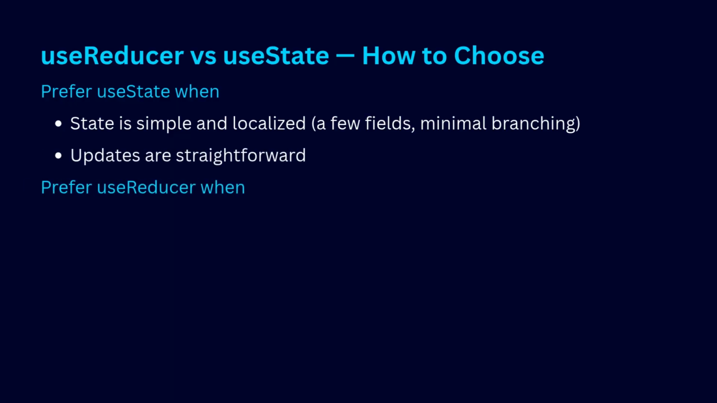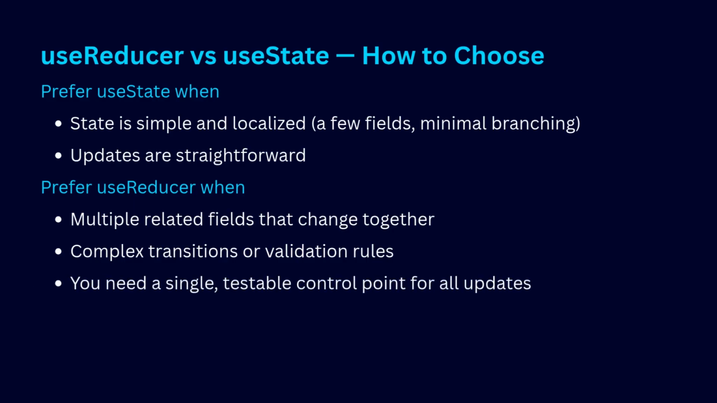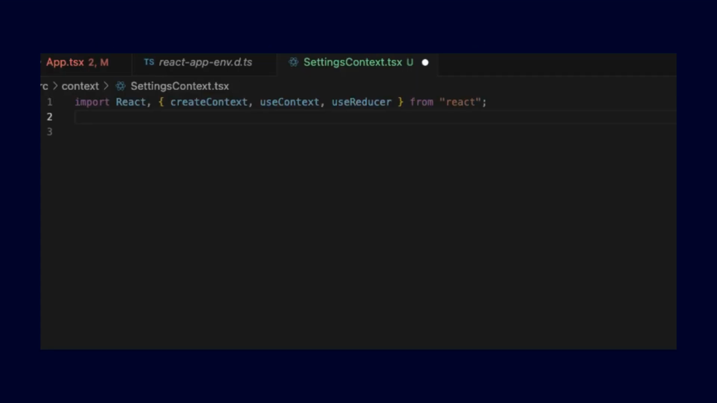When to prefer useReducer? Multiple related fields that change together, complex transitions or validation rules. You need a single testable control point for all updates. You plan to share a state via context. Let's see an example of shared state across a tree.